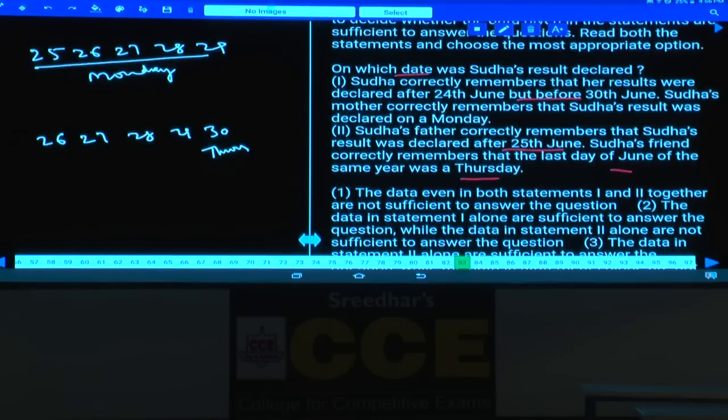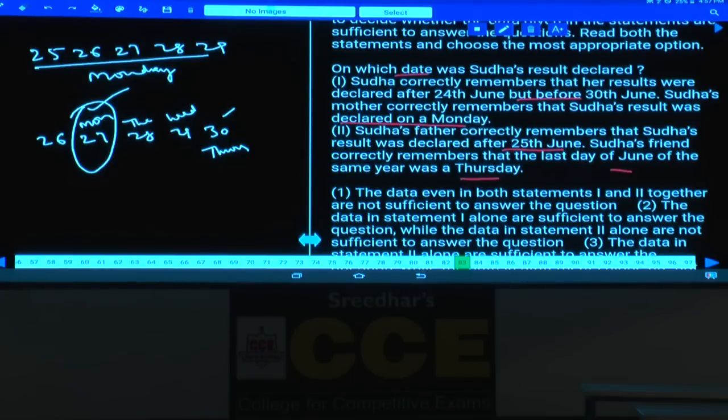Now according to condition number 1, Sudha's mother correctly remembers that her result was declared on Monday. Now 30th was Thursday, and this will be Wednesday, this is Tuesday and this will be Monday. Hence her result was declared on Monday, and Monday was which date? 27th. Am I getting the answer or not? How am I getting the answer? By combining these two statements. Hence both the statements are required.